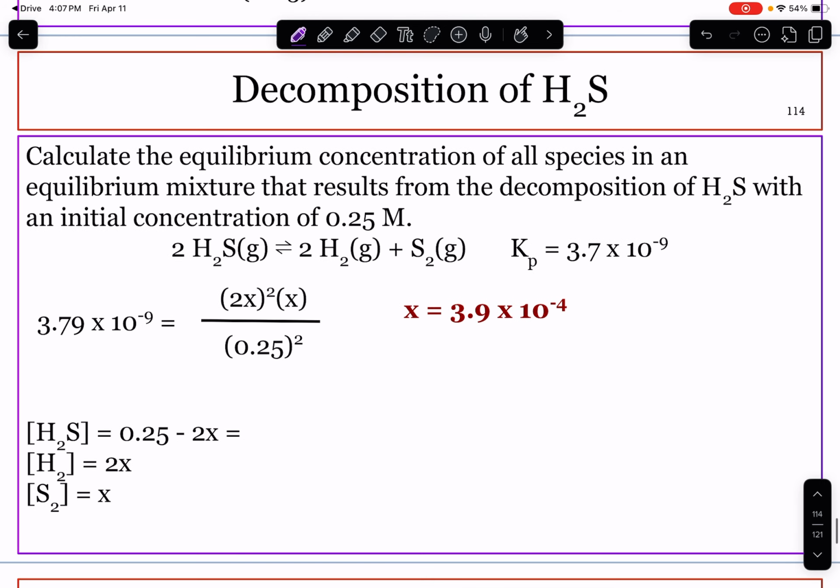So x should be 3.9 times 10 to the negative 4. The problem asked us for the equilibrium concentrations of each. So now go back to the RICE table and plug your value of x into each of these values.